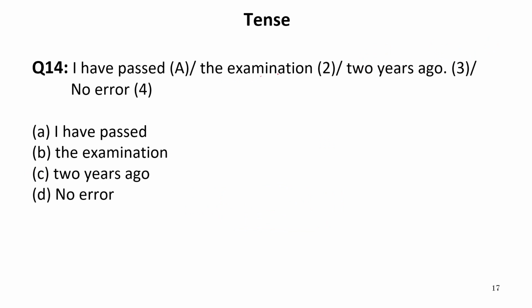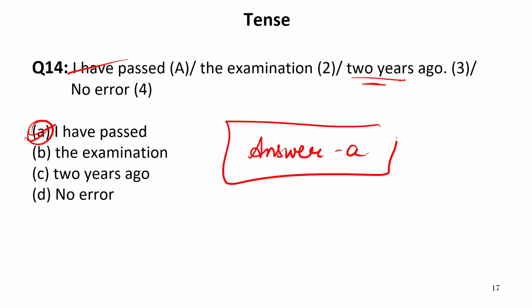I have passed the examination 2 years ago. Now, as I told you, if some action has taken place, we should see whether we know the time of that action or not. If we know the time, the sentence will be formed in past indefinite tense. Now, we know the time, that is, it happened 2 years ago. When it happened 2 years ago, this means we know the time and the time was of past. Therefore, this have should be replaced or removed. So the correct sentence will be I passed the examination 2 years ago. Therefore, the error is in part A. So our answer is A, and the correct sentence will be I passed the examination 2 years ago.